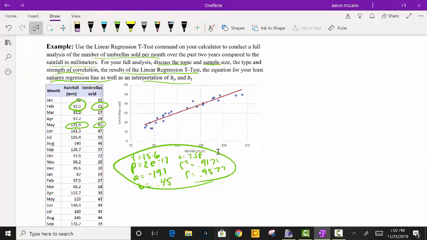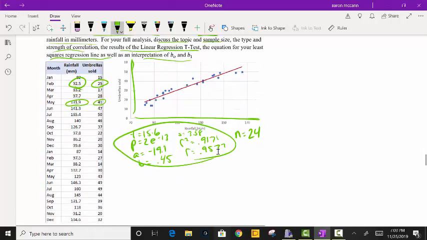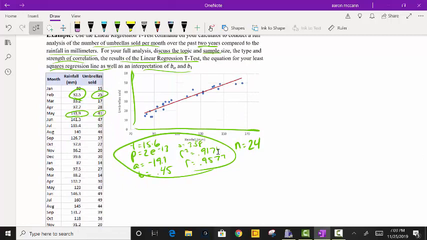What we're looking at here is the correlation between rainfall in millimeters of a given month compared to the umbrellas sold, let's say at some given shop during that month. We're using a sample size from the past 2 years of monthly information, so our sample size is 24 data points, or 24 ordered pairs, if you will.